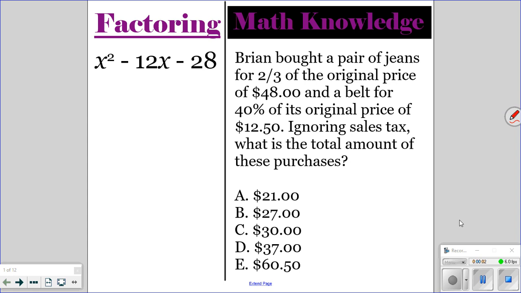All right, so y'all go ahead and do the factoring and the math knowledge question for today. Pause the video, and then once everyone is finished, you can unpause the video and I'll go over the correct answers. So for the factoring, you should have (x - 14)(x + 2).